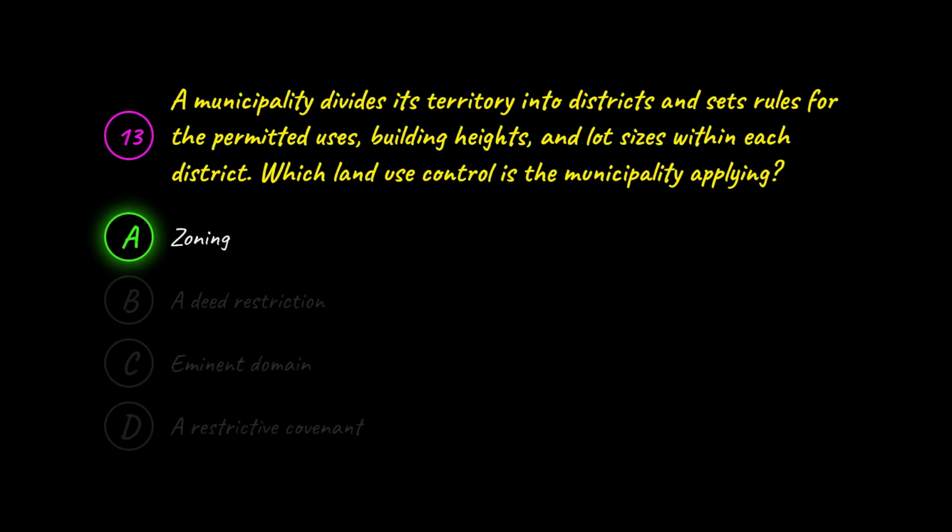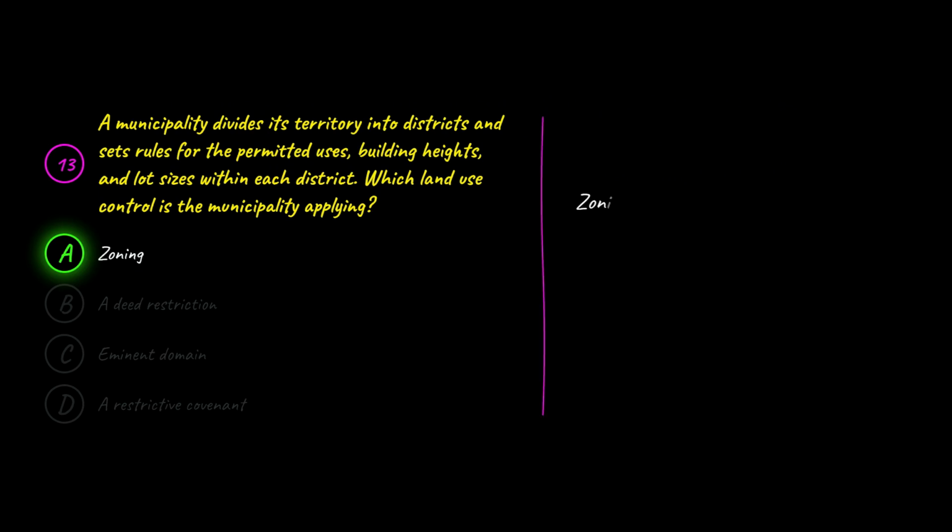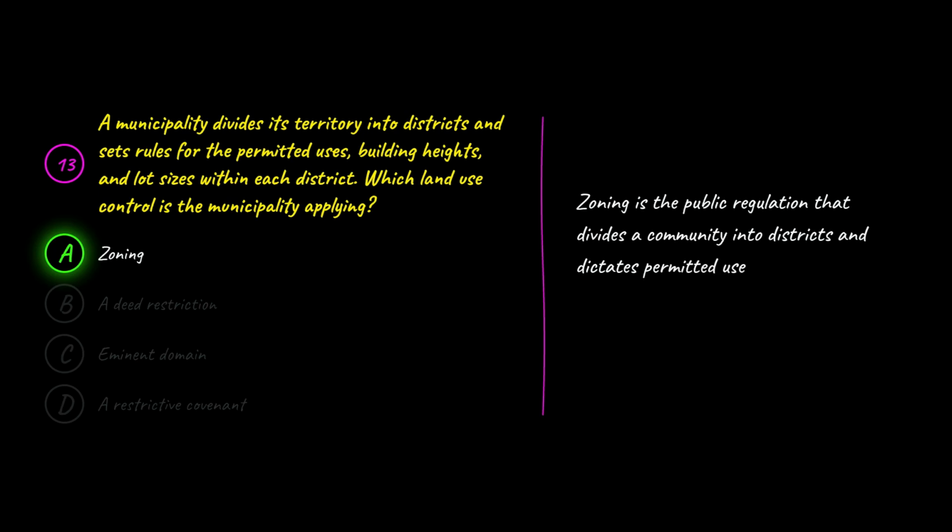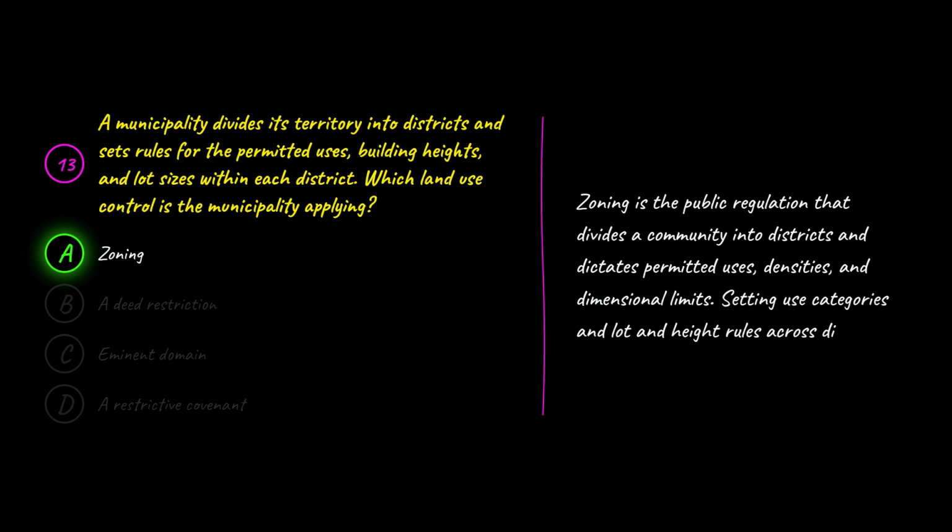The correct answer is A. Zoning. A is correct because zoning is the public regulation that divides a community into districts and dictates permitted uses, densities, and dimensional limits. Setting use categories and lot and height rules across districts is the core function of zoning.